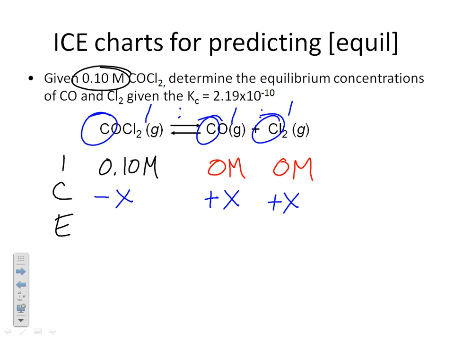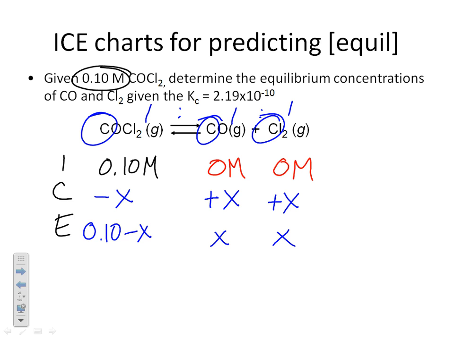You lose reactants, you gain products, and this allows us to complete our ICE chart by basically saying, look, we don't know what the change is, but we're going to figure it out. Because then we can simply say that the equilibrium concentration of the COCl2 is 0.1 minus X, that the carbon monoxide equilibrium concentration is X, and the chlorine equilibrium concentration is X. You have now filled in your ICE chart.